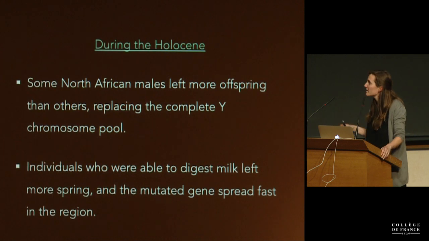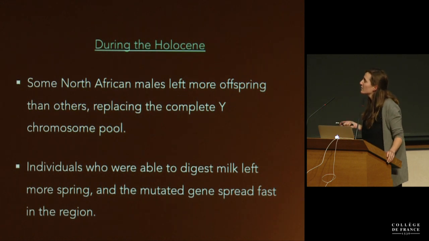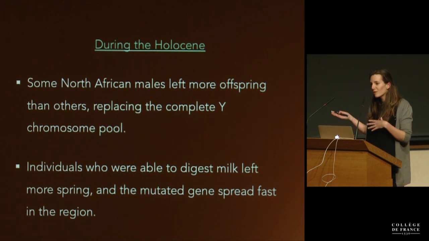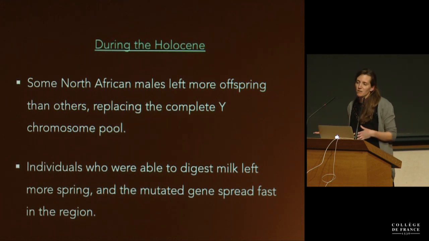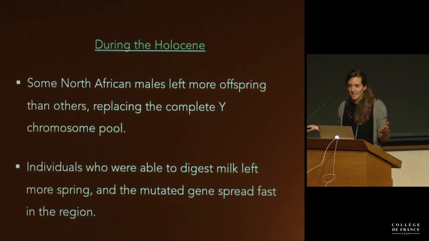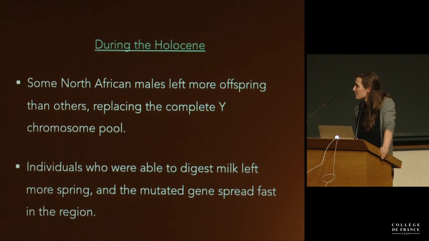So just to finalize, to conclude, which is the genetic evidence that we have. We have shown that some North African males left more offspring than others, replacing almost a complete Y chromosome pool. So why did that happen? Were those people pastoralists or not? I think that a very interesting thing to do would be to compare the Y chromosome lineages from Western North Africa and from Tunisia, or from the places where theoretically hunter-gatherers outlasted, and see if there are differences. That could give us some answers regarding that, and as far as I know, nobody has done it yet.